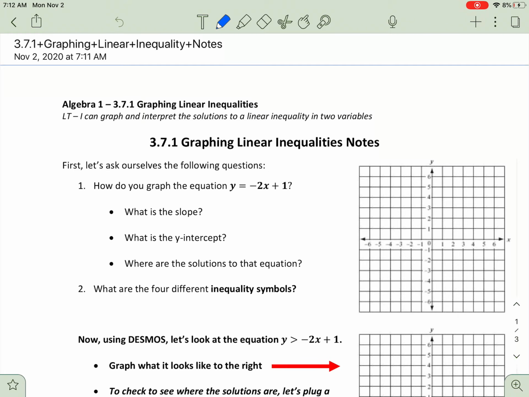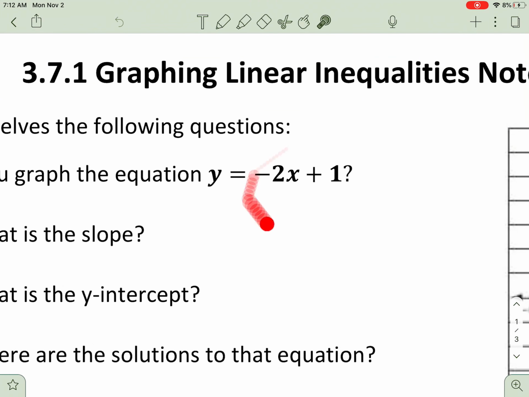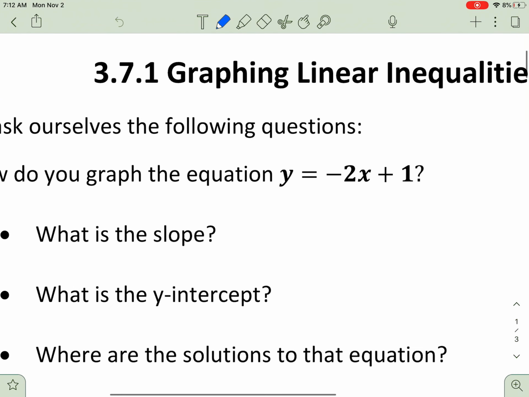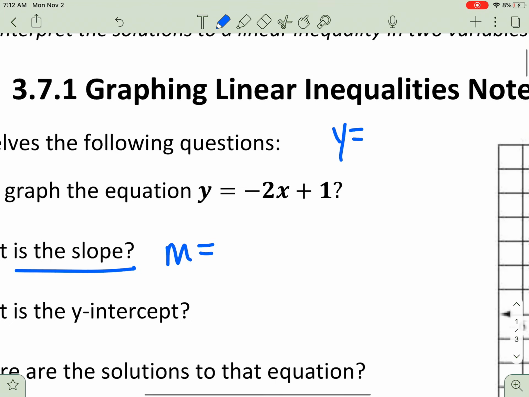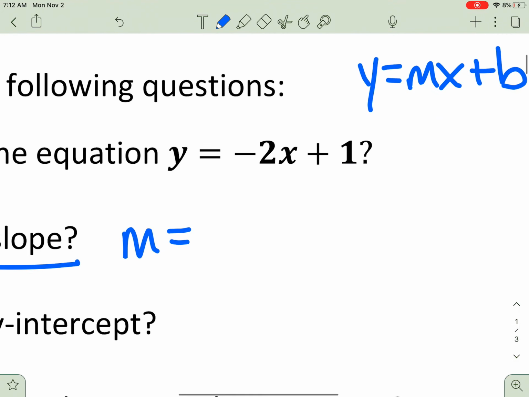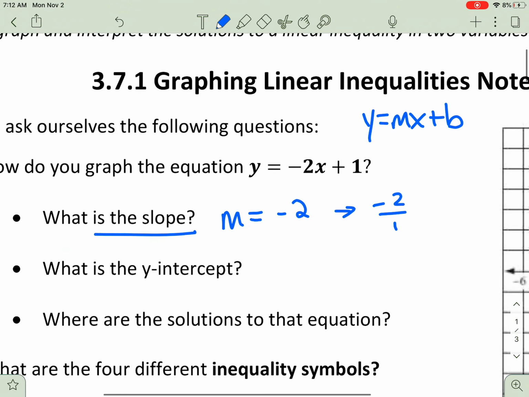First, let's ask ourselves the following questions. How do you graph the equation y equals negative 2x plus 1? Well, first thing you're going to look at is what is the slope. Remember that the slope is your m value. So if this original equation is in the form of y equals mx plus b, slope-intercept, then our m here is going to be negative 2, or, so it's easier to graph, negative 2 over 1.